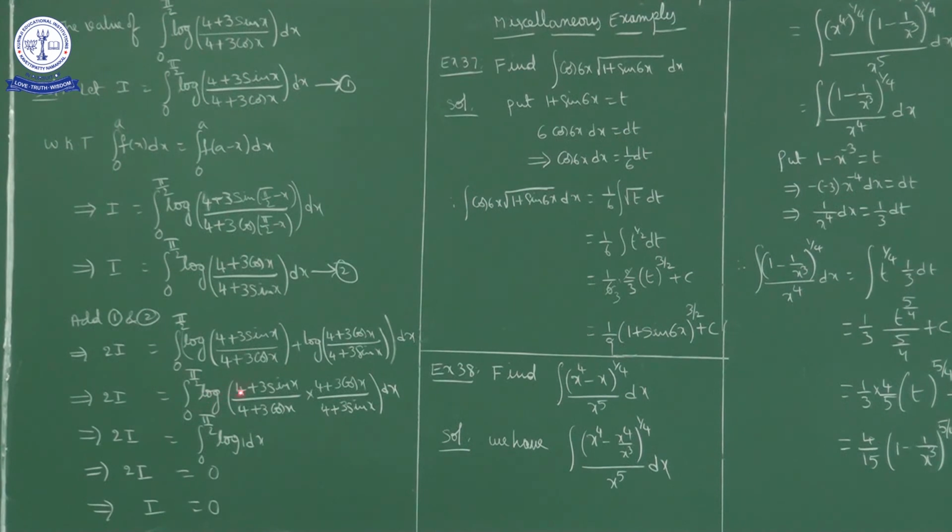So log of (4 plus 3 sin x upon 4 plus 3 cos x) into (4 plus 3 cos x upon 4 plus 3 sin x). Okay, 4 plus 3 cos x and 4 plus 3 cos x cancel, 4 plus 3 sin x and 4 plus 3 sin x cancel. So this value is how much? 1. So what we have, 2I is equal to integral 0 to pi by 2 log 1 dx. Log 1 is 0, so this integral value is 0. So I is equal to 0.